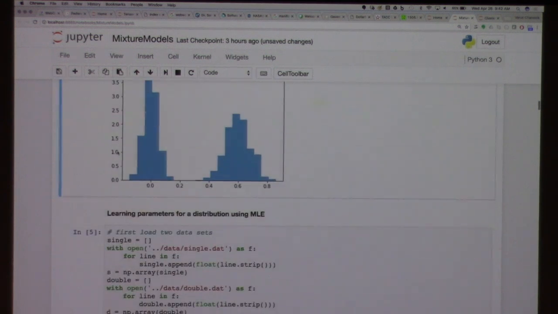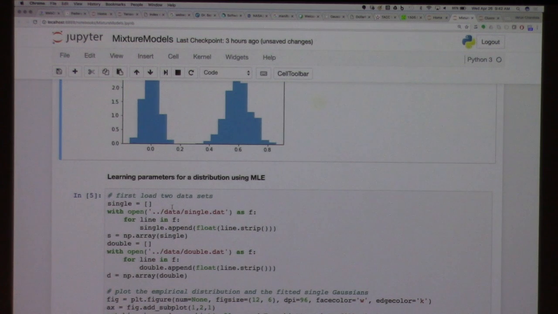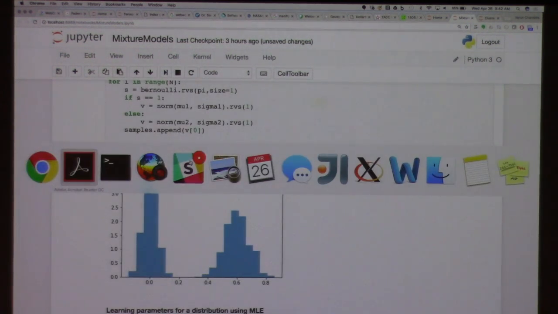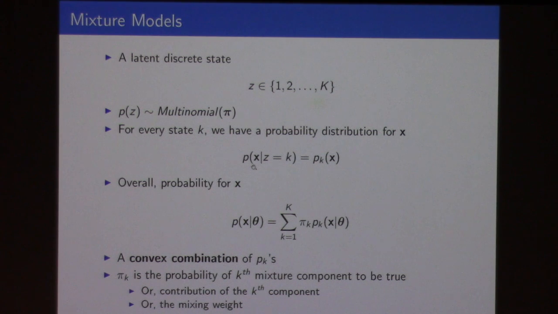So this was the forward process. Now we are going to look at how to do the reverse process. Any questions so far?